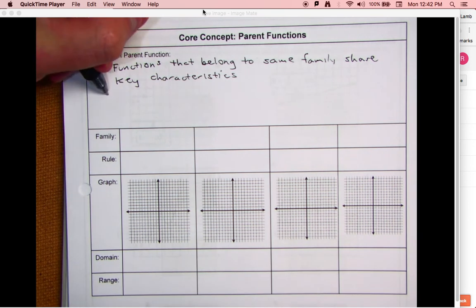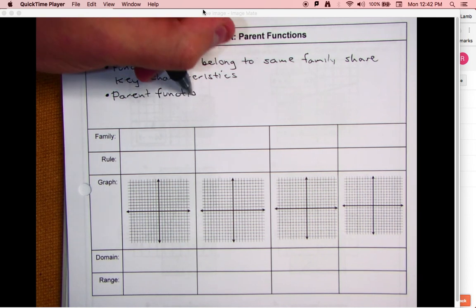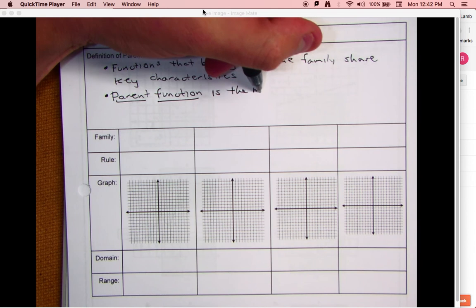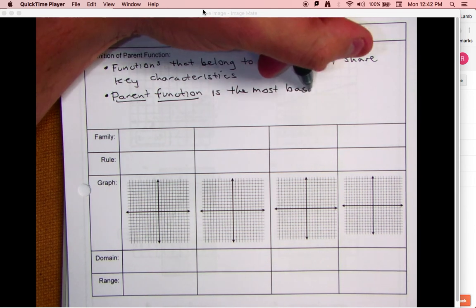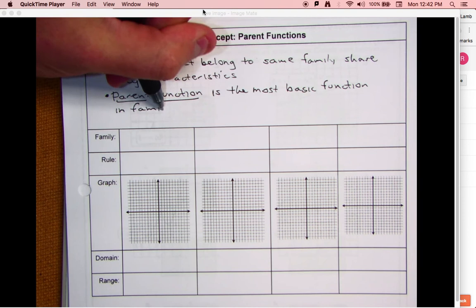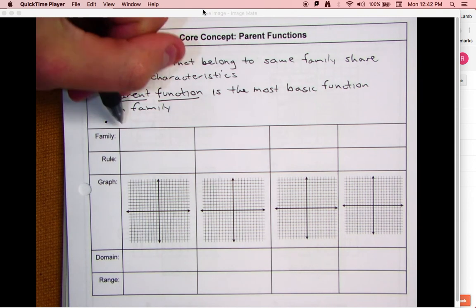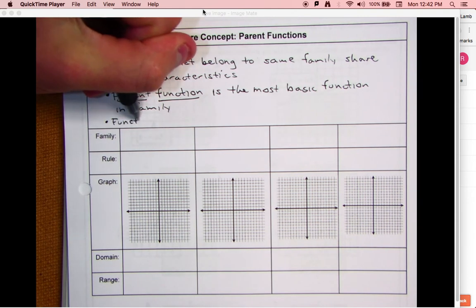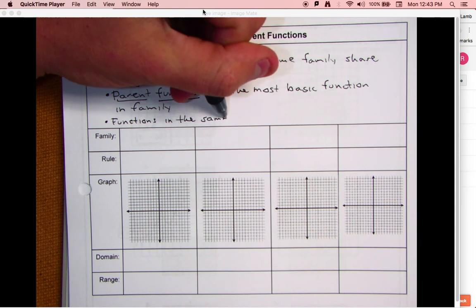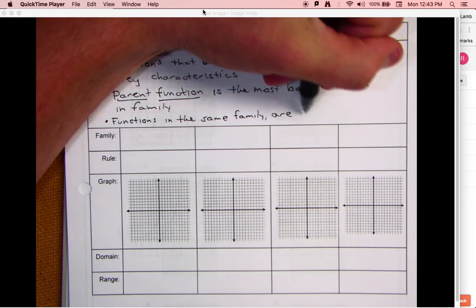Okay. What we're going to look at today is what we call the parent function. Our parent function is the most basic function of the family. And the third thing I want to talk about is the functions that are all in the same family. Functions in the same family are transformations of the parent.